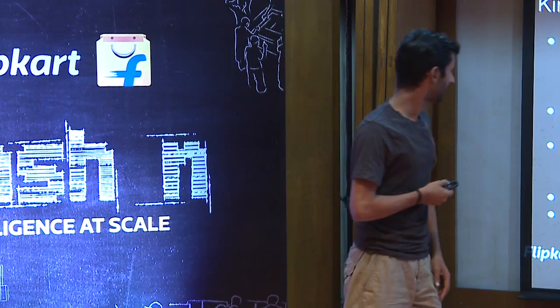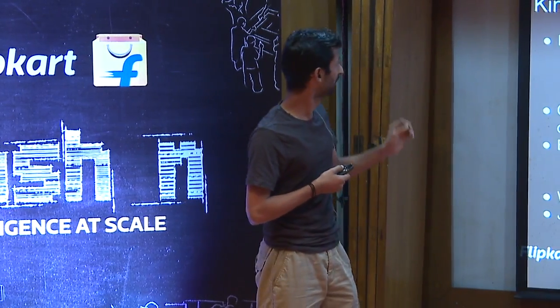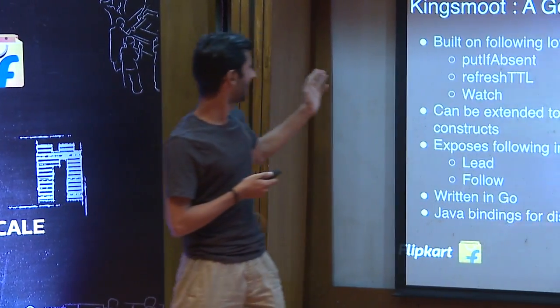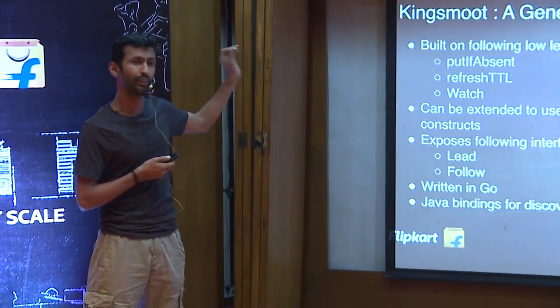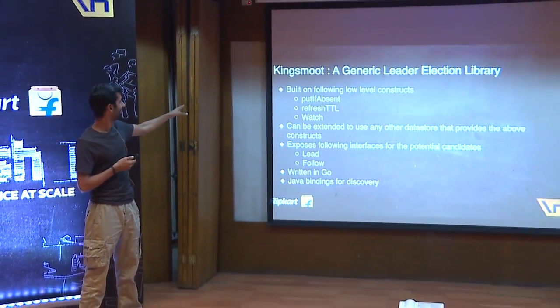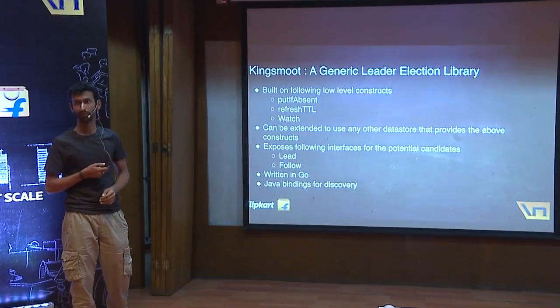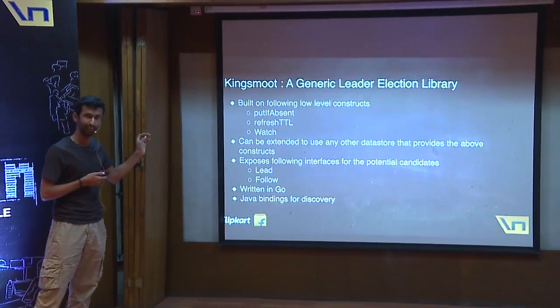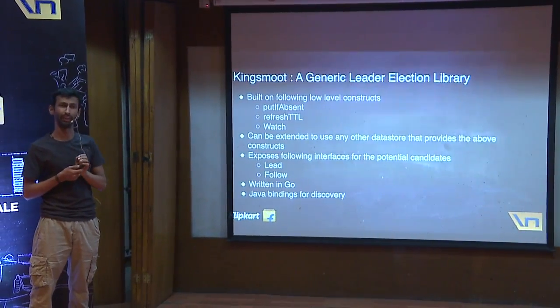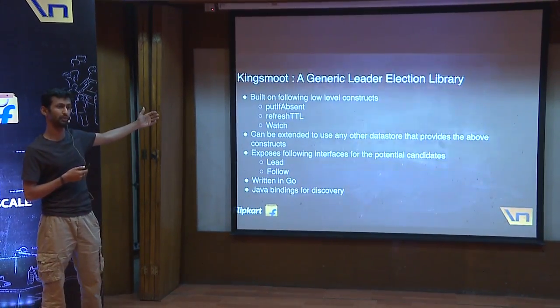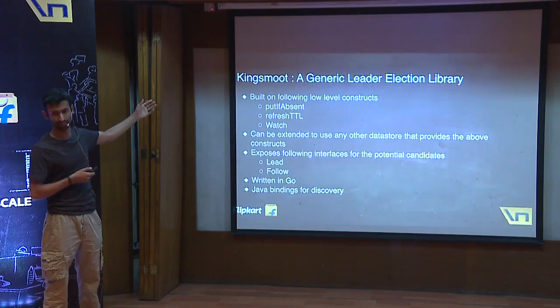And it is built based on the following low-level constructs provided by etcd. They are: atomically put a key if absent, and the key will have an associated TTL also, and you refresh the TTL, and you can also watch on a key for changes, right? Okay, so these are the three building blocks to build a leader election library, which we have done.